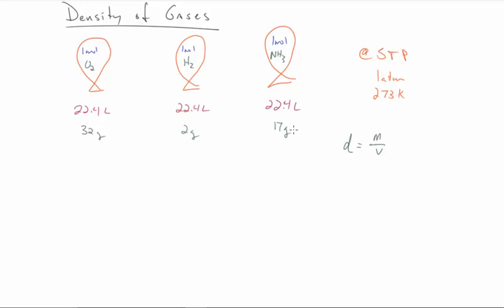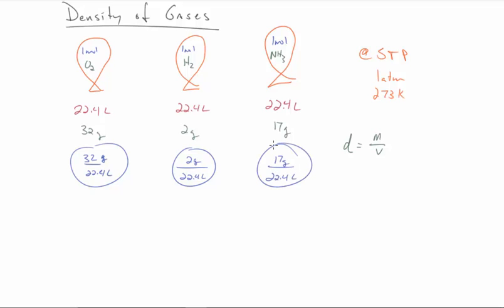So now, what are the densities of my particular balloons? Well, this one's 32 grams over 22.4 liters, right? This one is 2 grams over 22.4 liters, and this one is 17 grams over 22.4 liters. So even though the number of moles is the same, and the volume is the same because I'm at standard temperature and pressure, the density of all of my gases is different.